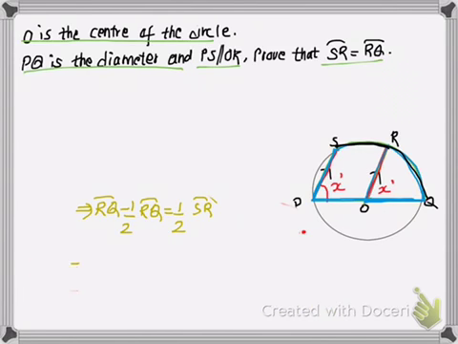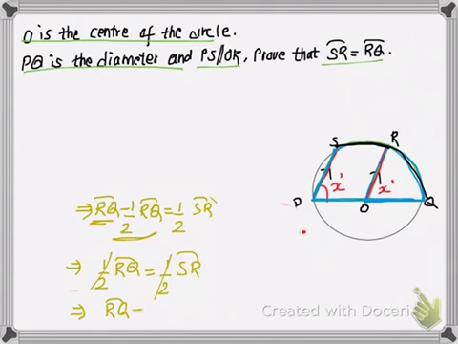So RQ minus 1/2 of RQ is equal to 1/2 of RQ on simplification, and we have here 1/2 of SR. We can cancel 1/2 on both sides, and finally we have length of arc RQ is equal to length of arc SR, which we have to prove.